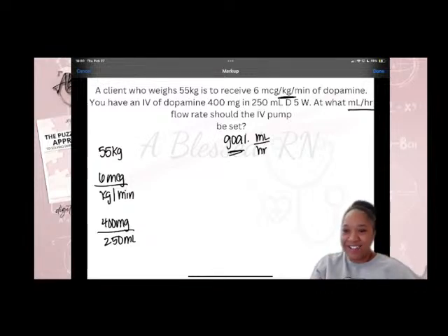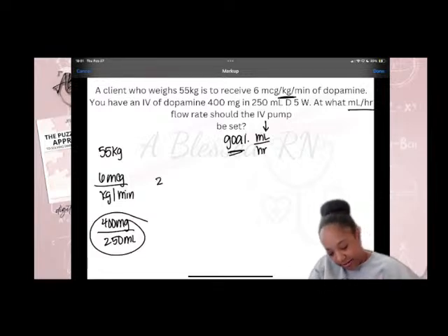All right, so what are we going to start with? We're going to start with the same thing that I've been starting with the whole time. Whatever is on the top, you put first and on top. So this puzzle piece has your milliliters in it. 250 ml over 400 mg.